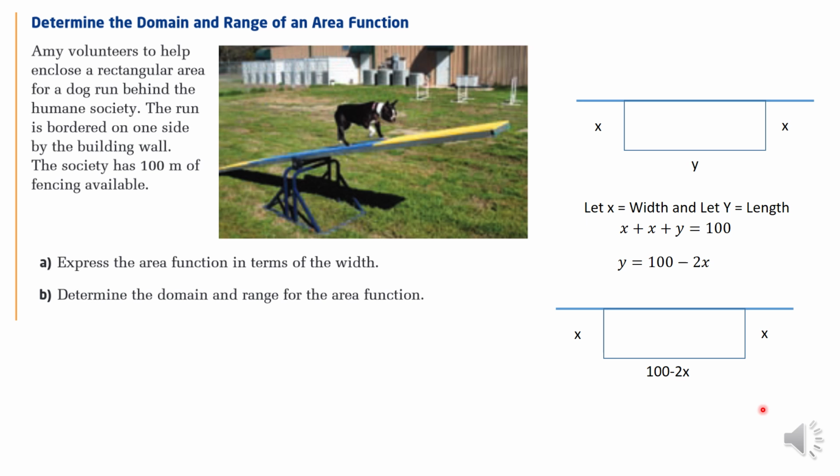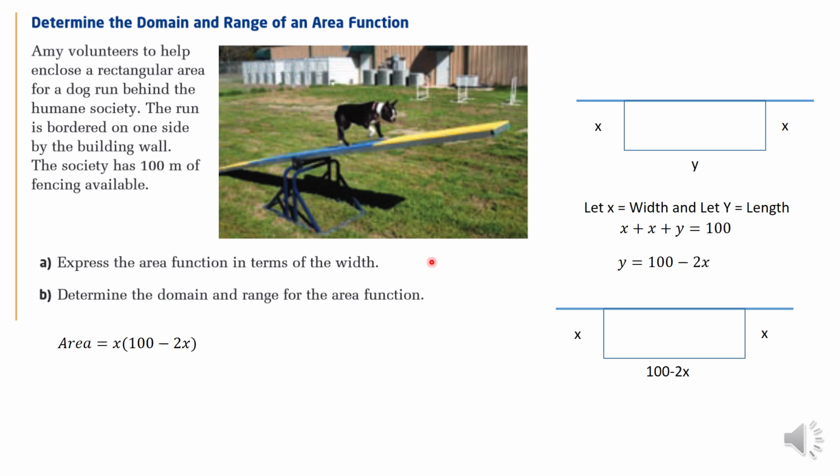Well, we can now come up with a formula for the area of this enclosure. They asked us to find an area in terms of width. That's what the first part of the question says. So we know that area is equal to length times width. So here's our length, 100 minus 2x, and here's our width, which is x. These two things multiplied together represent our area. So we've actually answered the first part of this question. There's our area function in terms of the width.